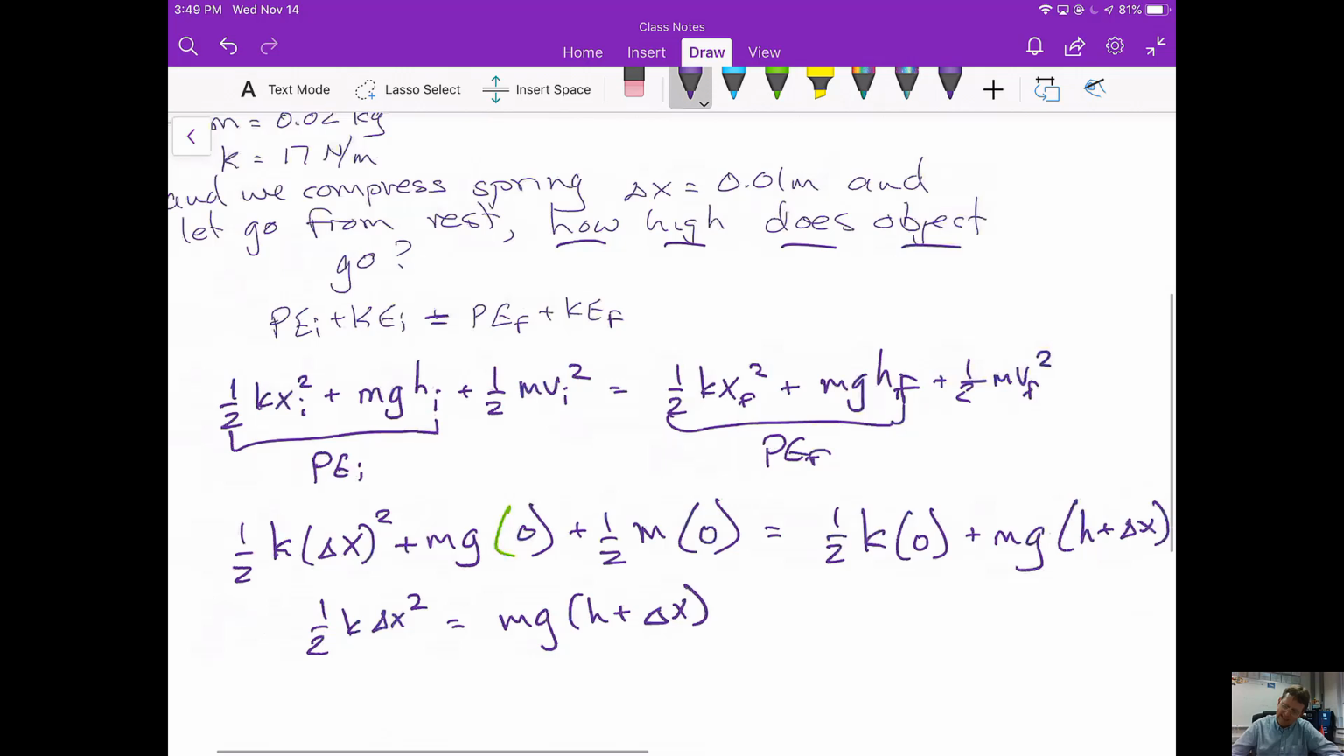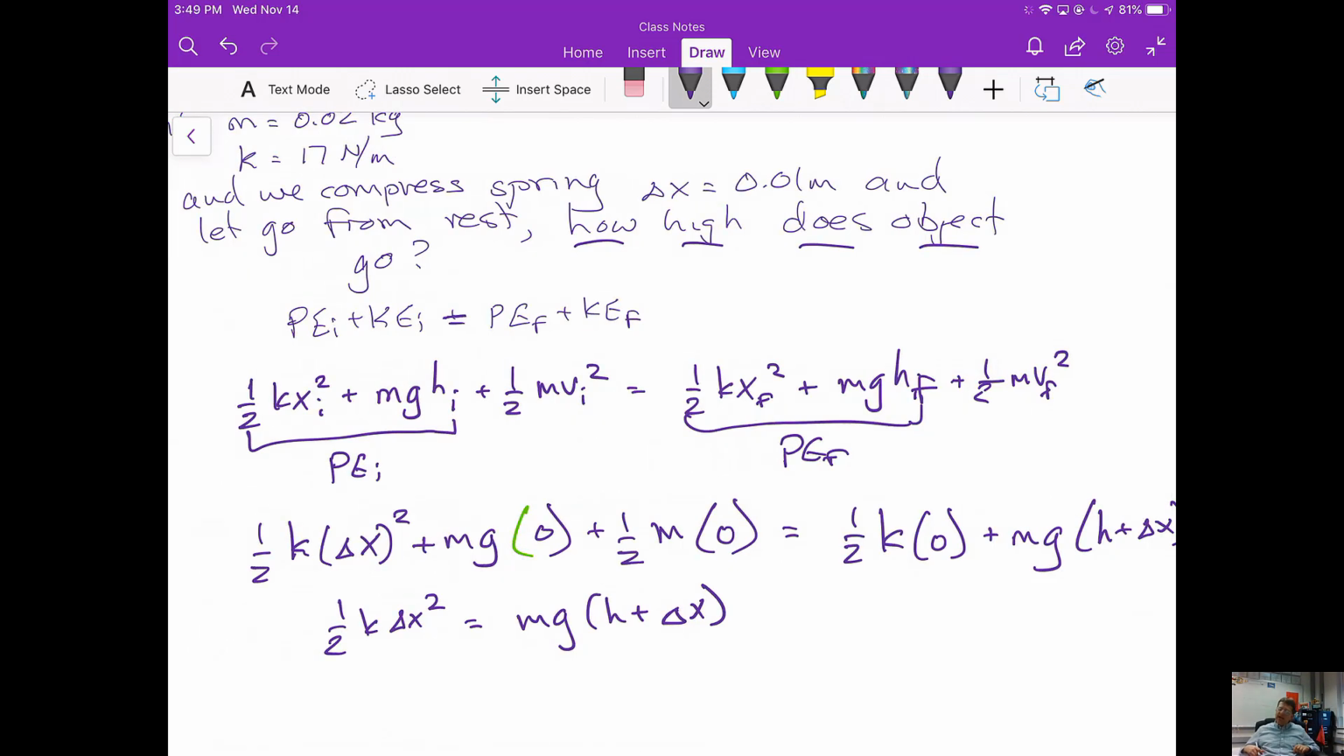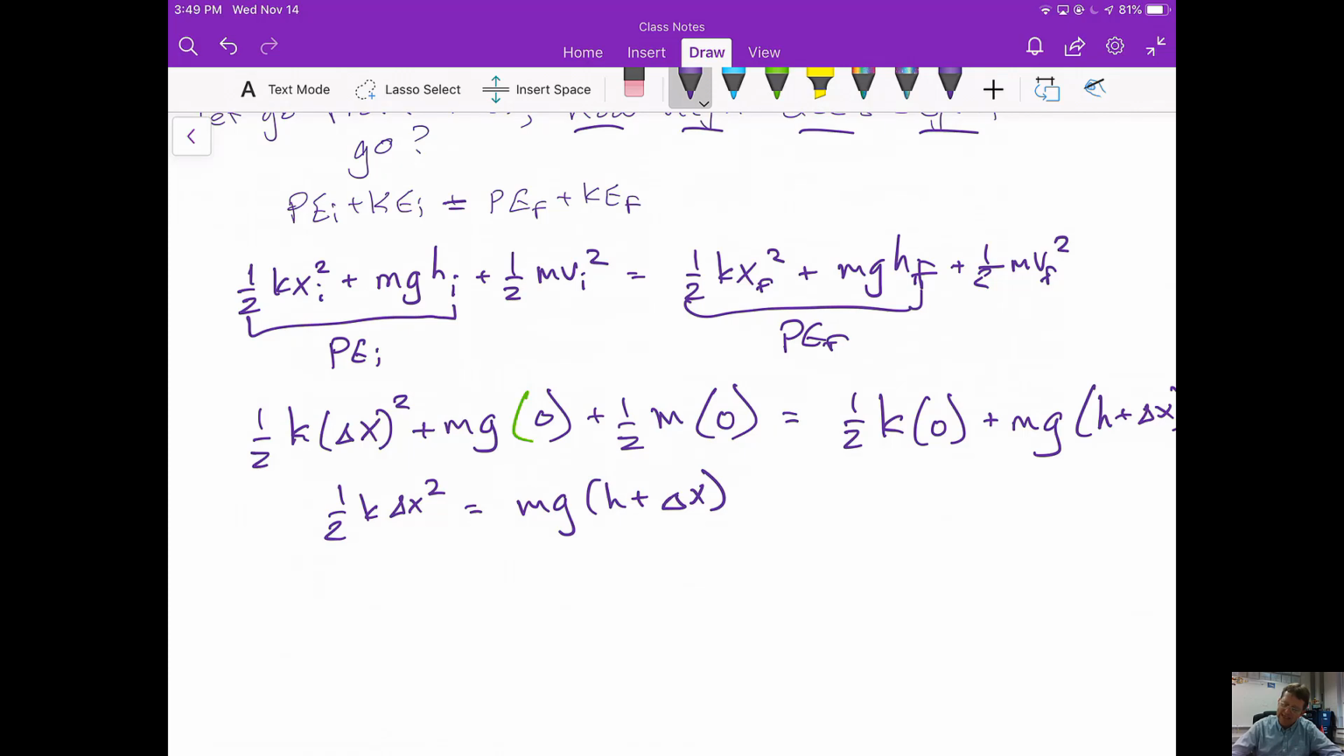This is actually the problem we had done in class the other day when we were doing a clicker question. Just looked at it from an energy conservation point of view rather than work energy point of view. And in class the other day, we said let's just ignore delta x compared to h, and then you can see that h is proportional to delta x squared. So if delta x is doubled, then h would be quadrupled. But in this case, we don't need to do that.